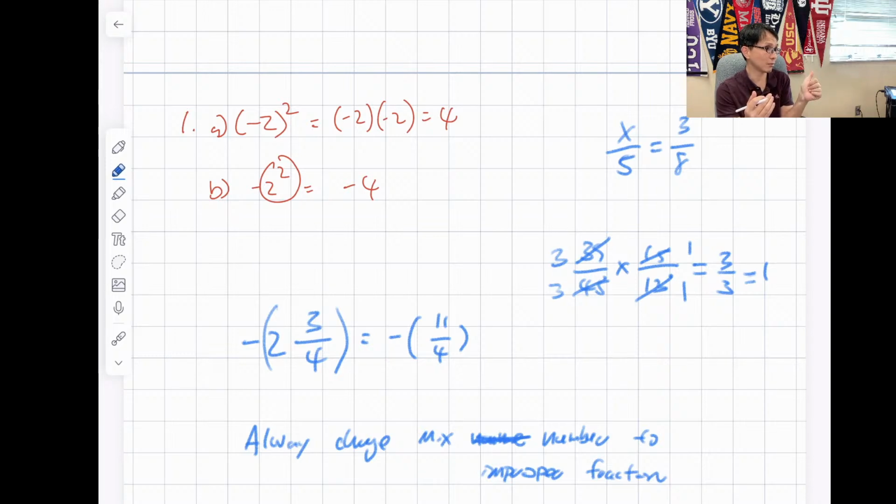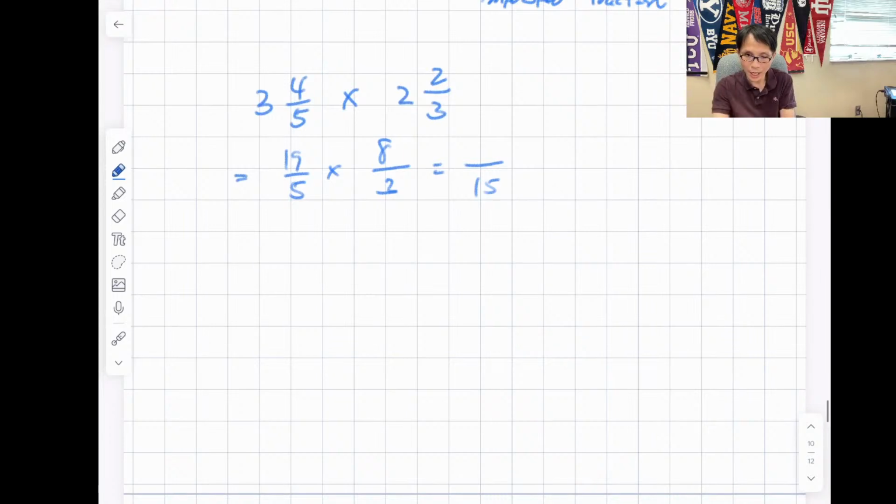Everybody got it? Okay, we're gonna move on. This is gonna be 15, so 8 times 9 is 72, 72 plus 80, so it's 152, and nothing I can simplify anymore. You can change back to a mixed number, but I like to answer in terms of an improper fraction, because an improper fraction is fine. Is that okay?